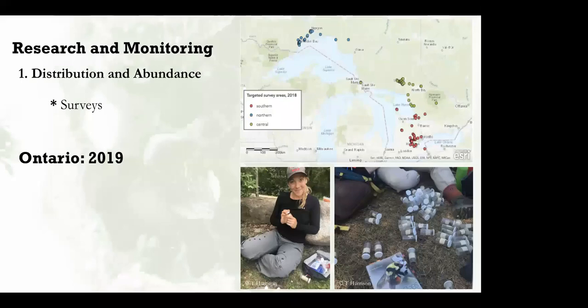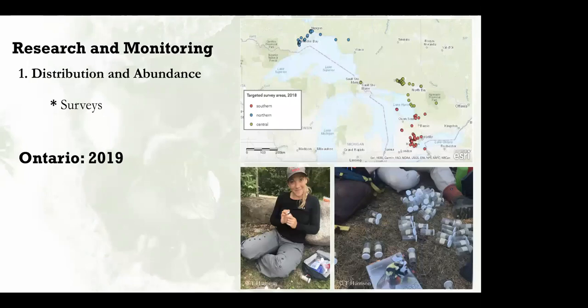So the first part of our research and monitoring initiative is distribution and abundance, which really boils down to our extensive bumblebee surveys every year. The information that we get through these annual surveys forms the framework upon which we can build the rest of our research objectives. In Ontario, we conduct extensive surveys every spring, and in those surveys, we're collecting information on the composition, the abundance, and the distribution of all of Ontario's bumblebees, wherever we find them.